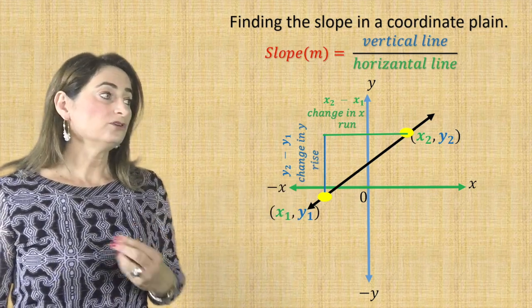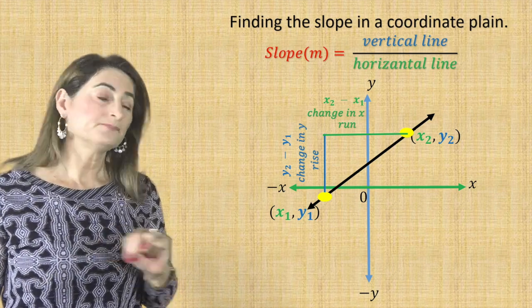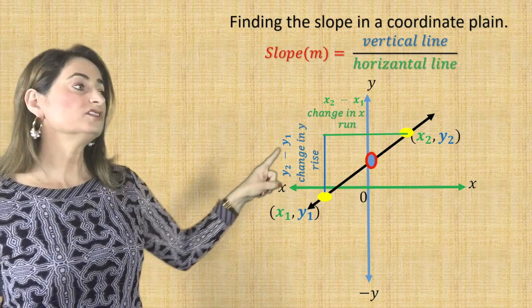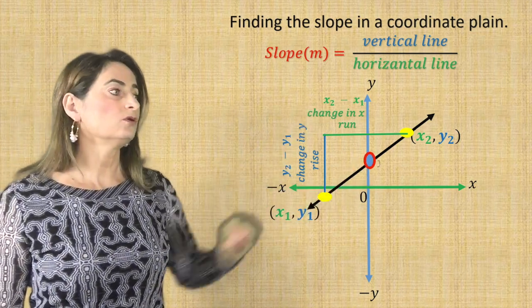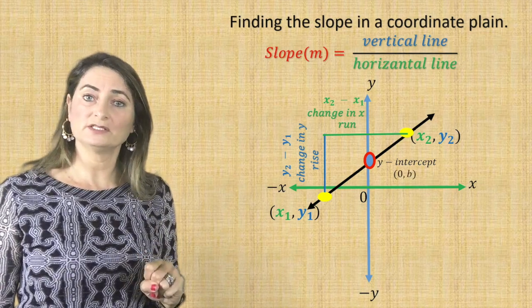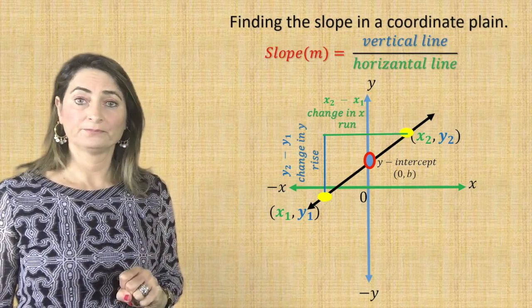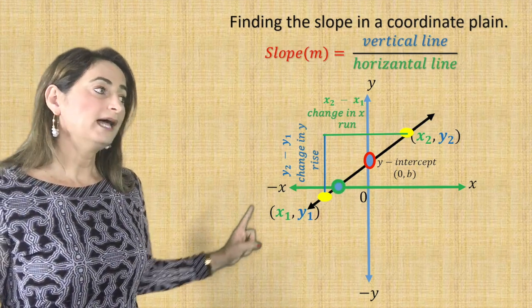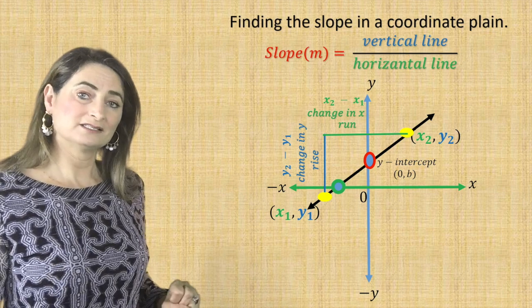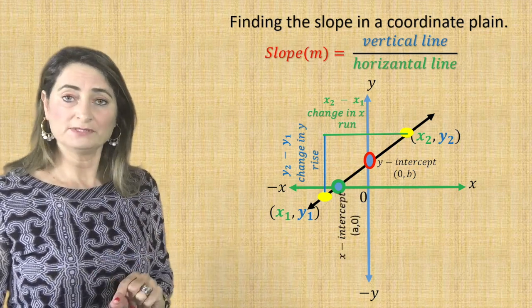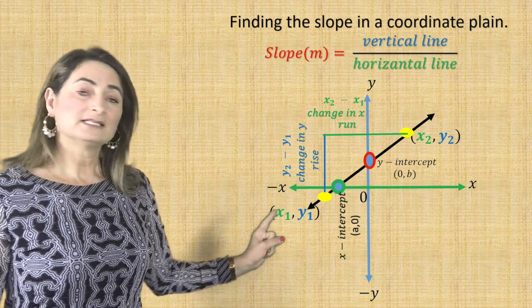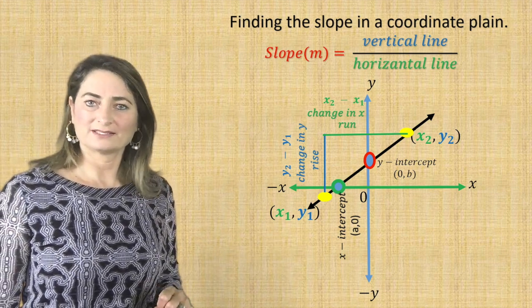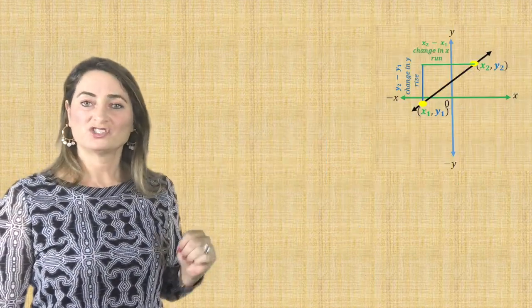Now let's review a couple more things that we talked about last lesson. If you put a dot where the black line intercepts the y-axis, that's called the y-intercept, where x is 0 and y is the value of b. And if you draw a dot where the black line intersects the x-axis, that's called the x-intercept, where x is the value of a and y is always 0 for that line to cross the x-axis. Now here's the graph we just created.